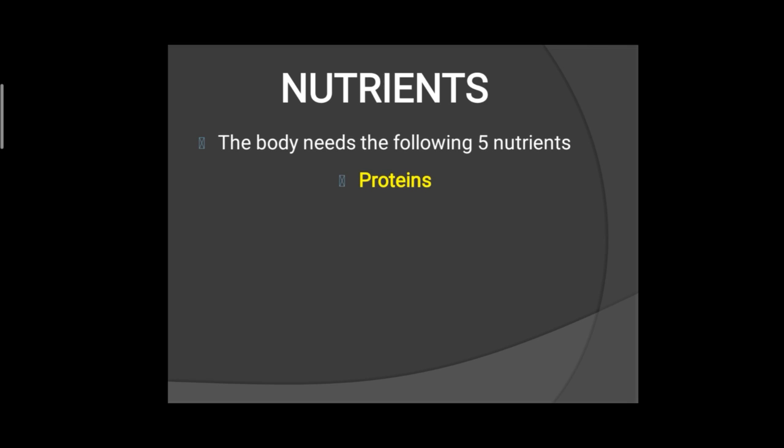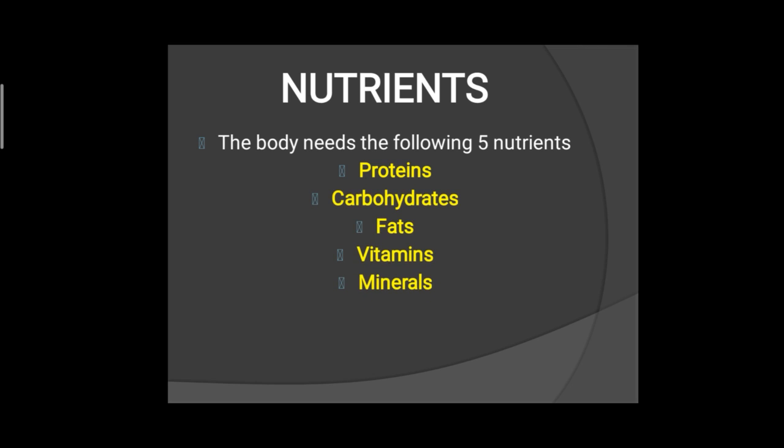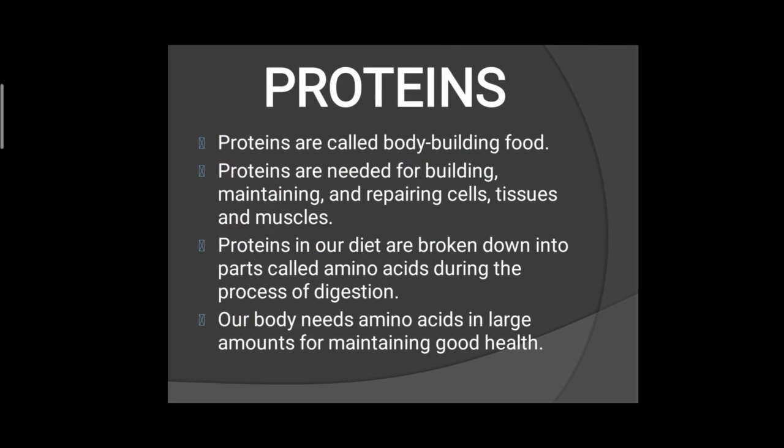So five nutrients are there. First one is proteins, second carbohydrates, then fats, then vitamins, and then minerals. So what are the five nutrients? Proteins, carbohydrates, fats, vitamins, and minerals. These five nutrients will help us stay healthy. Separately, we are going to learn about each of them.